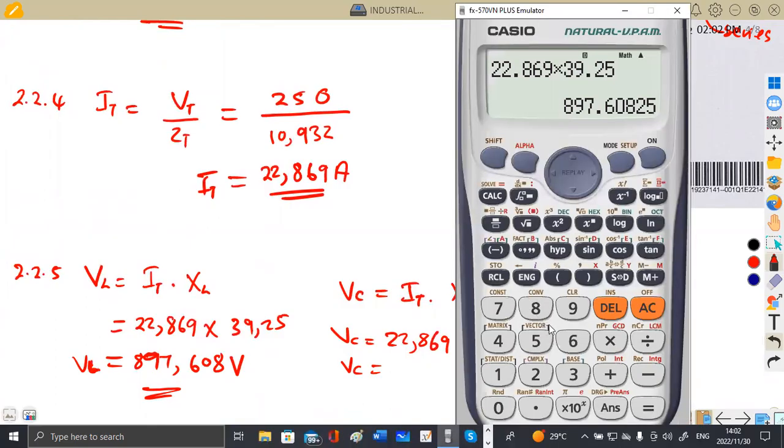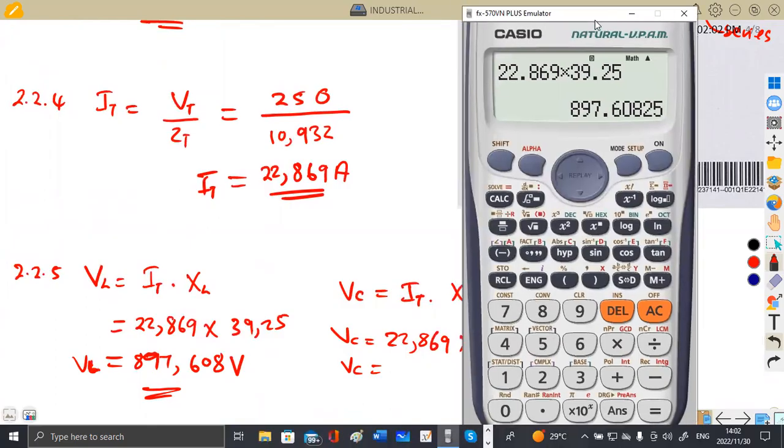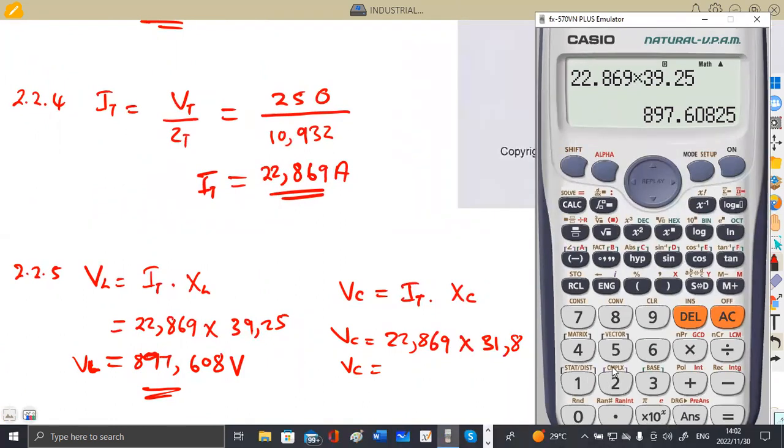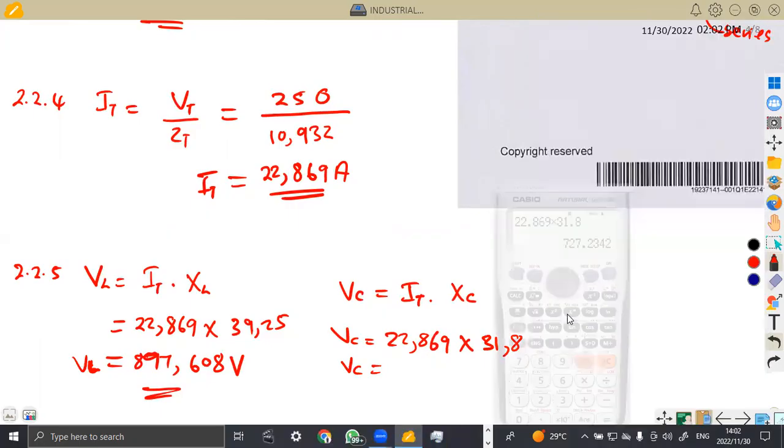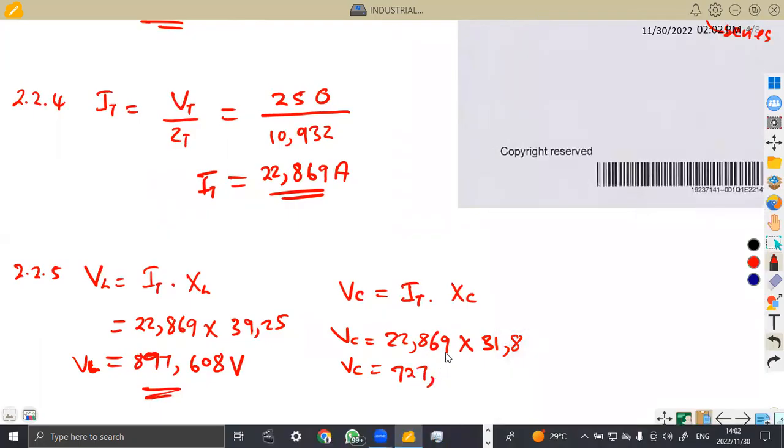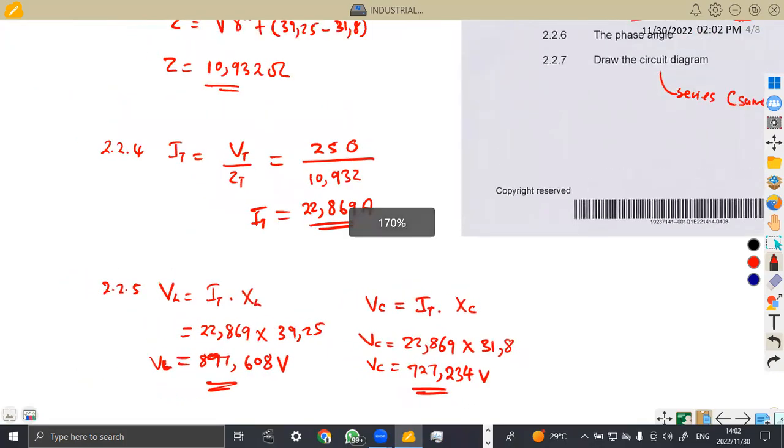Okay, so let's see our answer here. I think I just have to shift like this. So this is 22.869 times 31.8. We've got 727.234. Okay, this is 234, guys, which is measured in volts. So that was your VC.